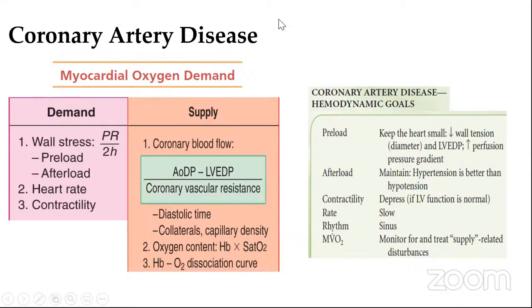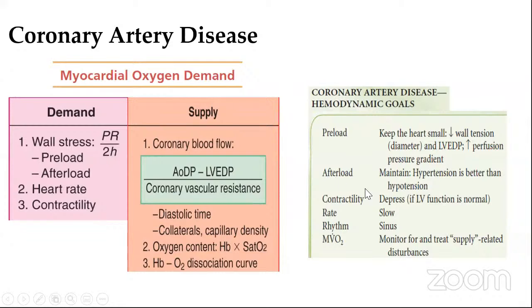So for coronary artery disease, as we mentioned, for preload, you don't need to over-distend the left ventricle or the heart itself, because when you distend, you are increasing the wall stress. So when you keep the heart small, remember to keep the heart small, you are decreasing the tension, the diameter, and the left ventricular end diastolic pressure, okay? Which in turn increases your coronary perfusion pressure because you are dropping the LVEDP.